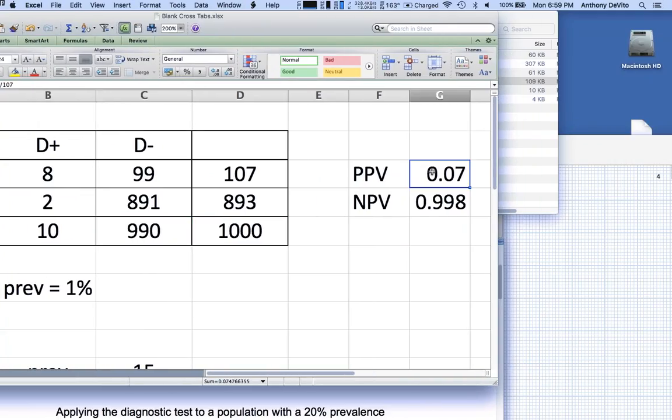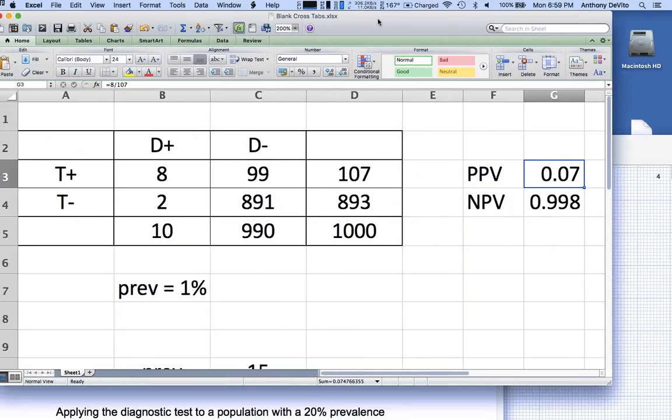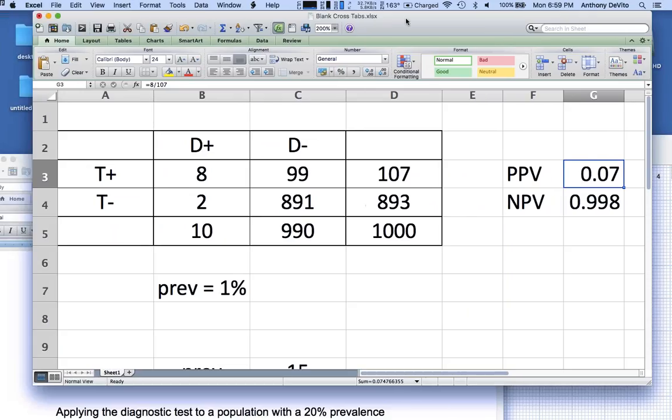This negative predictive value changes, not because the test changed. The specificity and sensitivity of the test were exactly the same. The only thing that changed was the prevalence of the disease in the population. Remember, Levi was just talking about how sensitivity and specificity are innate to the test, right? They're part of the test. They don't change, right? But prevalence is not innate to the test. That can change. The results can change based on what happens.